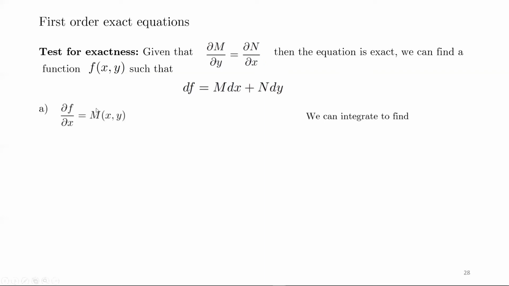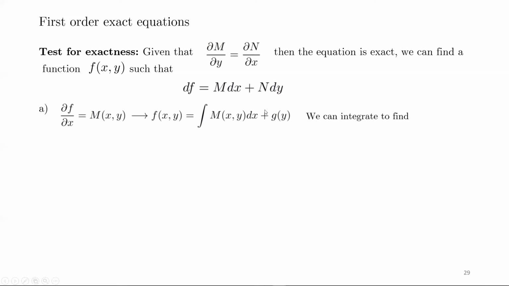Okay, so the question is: how do we actually find that function f? Well, firstly, we know that this function m is equal to the partial derivative of this unknown function f with respect to x. So we can integrate both sides of this equation with respect to x. If we integrate the left-hand side with respect to x, we get simply f back. If we integrate the right-hand side with respect to x, we get the integral of m dx. But we now also get an extra little function here.